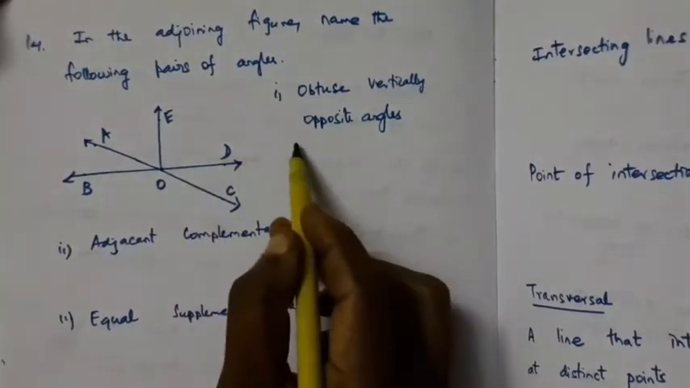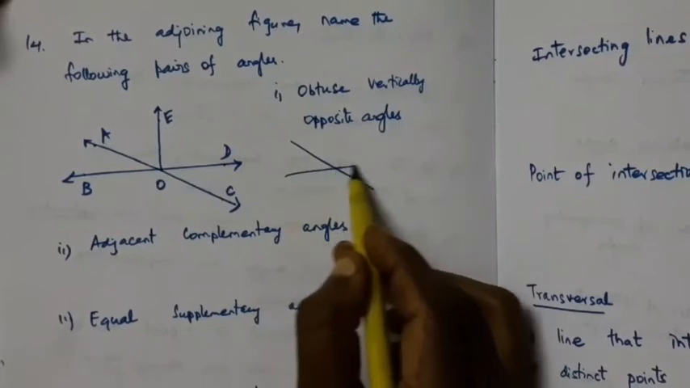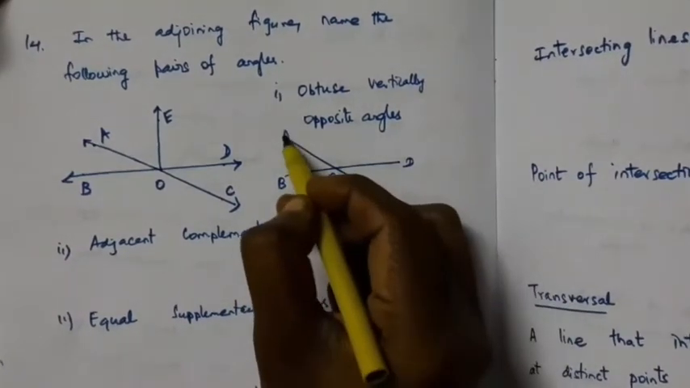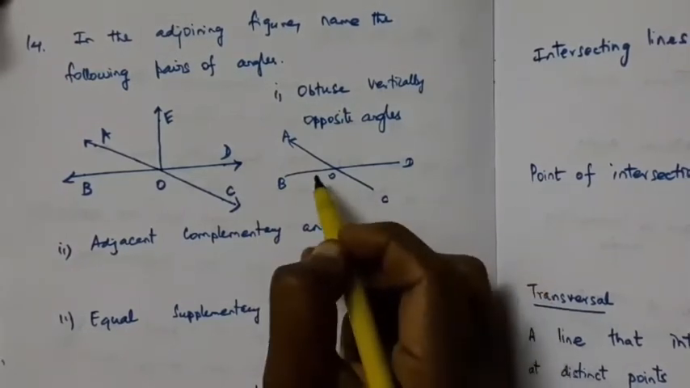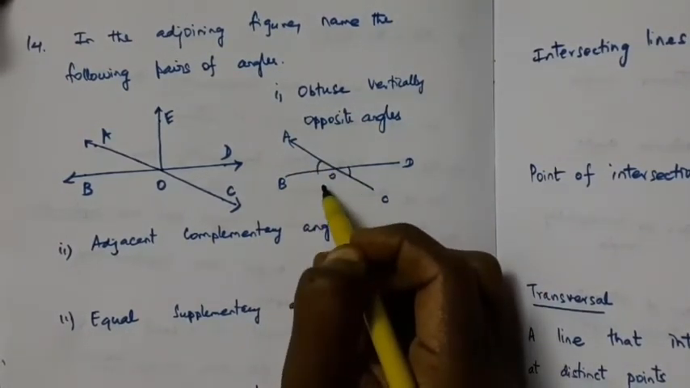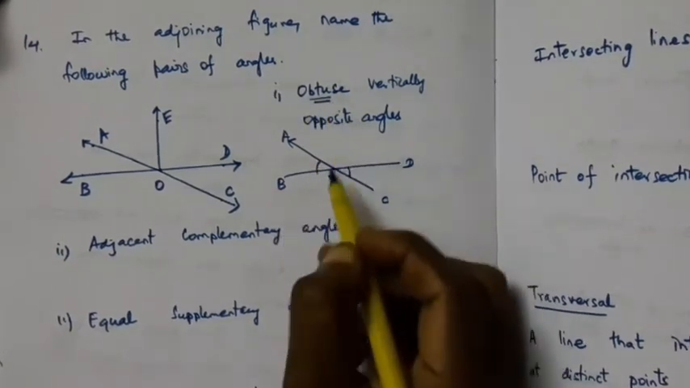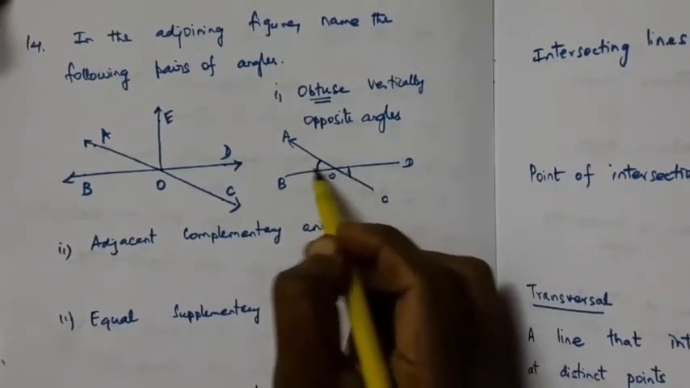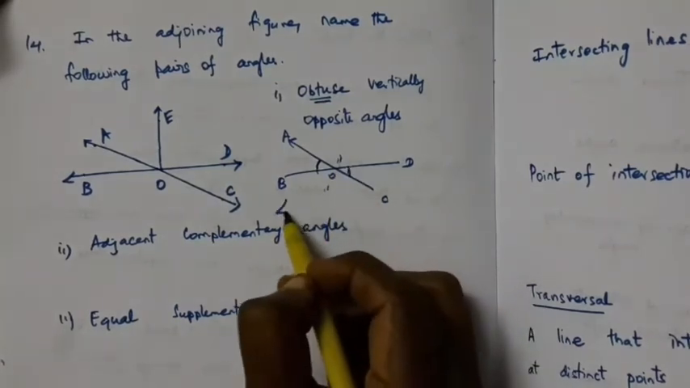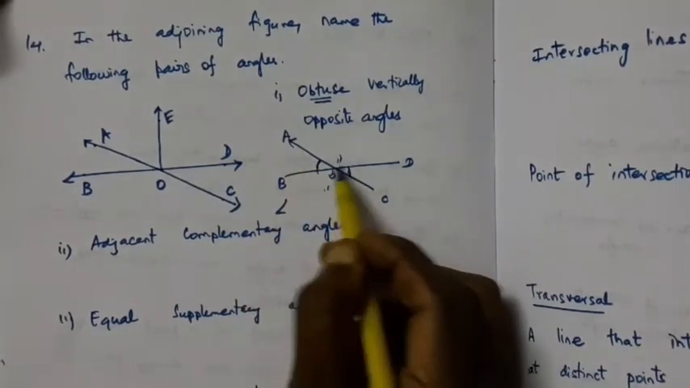Okay, if you see this alone, you can understand this. This is BOD and this is AOC. So these two are vertically opposite angles, these two are vertically opposite angles, but they have asked only the obtuse angle. Here you can say these two are acute, so these two are obtuse angles. So the answer is angle AOD.